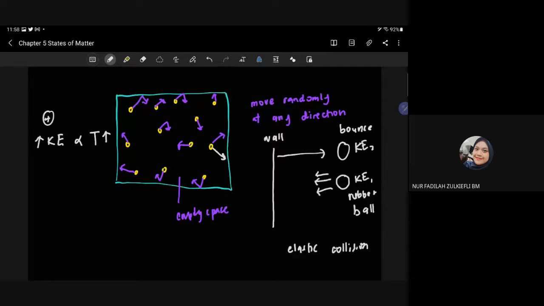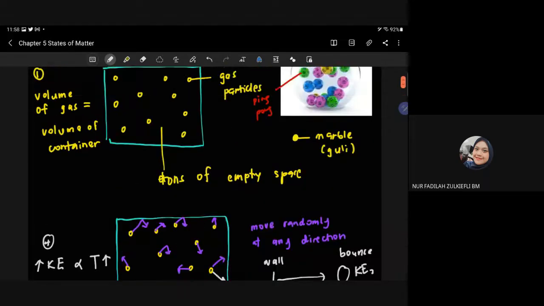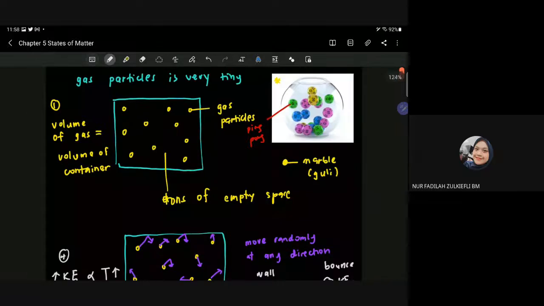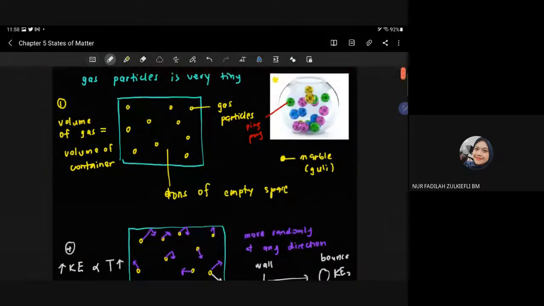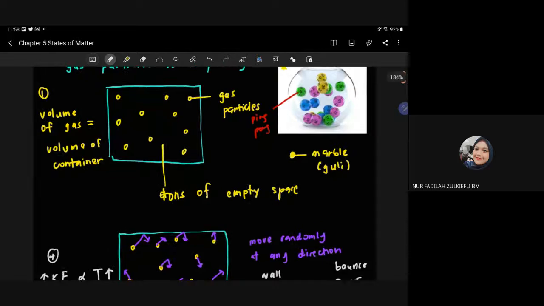Sentiasa ingat sifat ideal gas. The first one tadi dia relate dengan volume. Okay, the volume of the gas is equal to the volume of container. Maksudnya the volume of gas is negligible. Okay, disebabkan oleh gas particles very very tiny. Macam mana nak compare size? Ambil sebiji guli, letak dekat padang bola. Itu comparison size particle dengan size container.